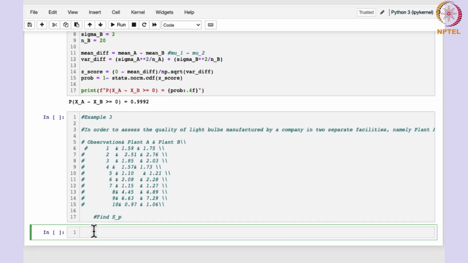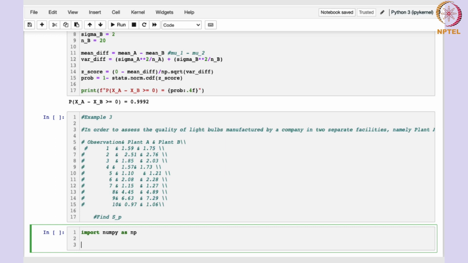Okay, so let us import NumPy as np. Now we have to define the data for plant A and plant B. So let me write data_A. Here we will use NumPy's array, np.array, we are defining. And what are the values? These values we have to enter, right?